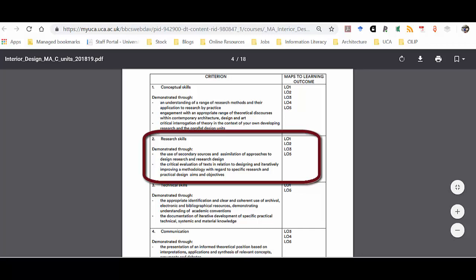And so by this, it means using a range of different sources. So this might mean different books, academic journals, professional journals, as well as potentially relevant policies that might be related to your topic as well. And we can have a look at some examples of those.